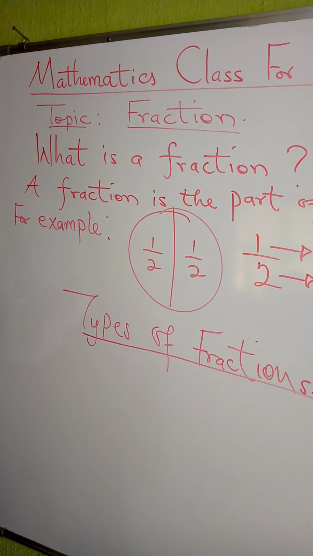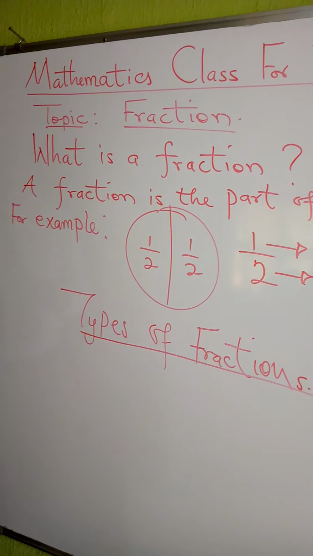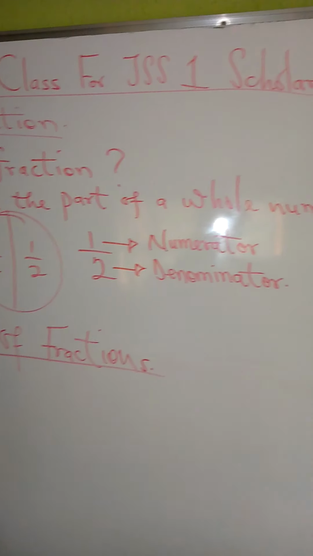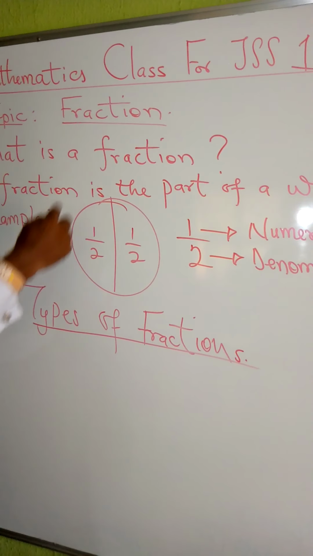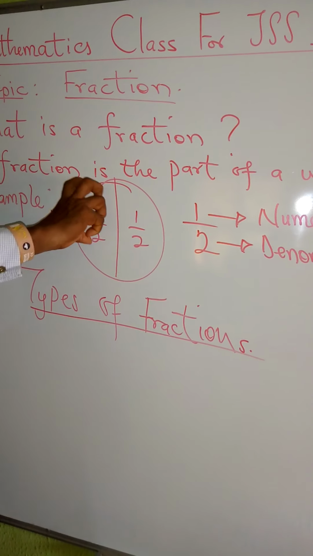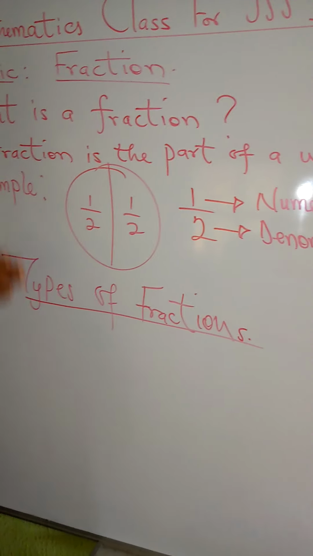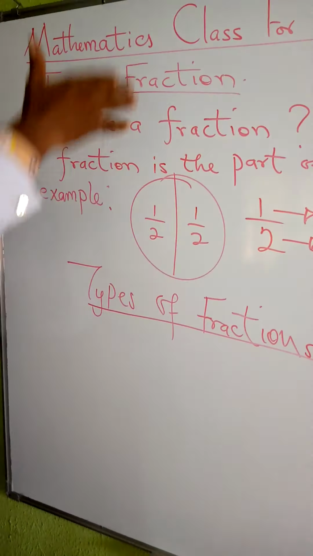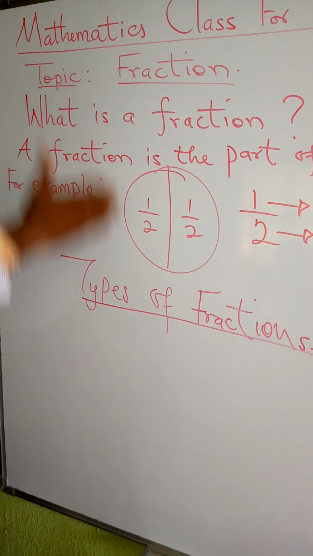Today we are looking at the topic fraction. What is a fraction? A fraction is the part of a whole number. For example, you have a whole orange. If you cut the orange into two, you get a fraction, 1/2. That means to get a fraction, once a whole is split into 2, or into 3, or into 4, you get a fraction.